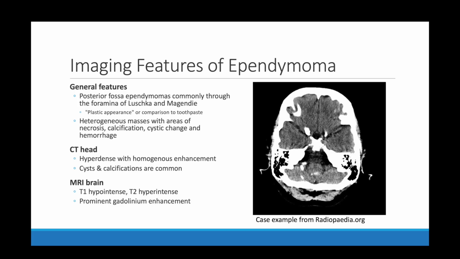On CT head, and I've included a case example here, the tumors tend to appear hyperdense with homogeneous enhancement, and again, cysts and calcifications are quite common. On MRI brain, these tumors can appear hypo-intense on T1 and hyper-intense on T2. And then once we administer contrast, they tend to have prominent post-contrast enhancement. So they enhance with the gadolinium for MRI.